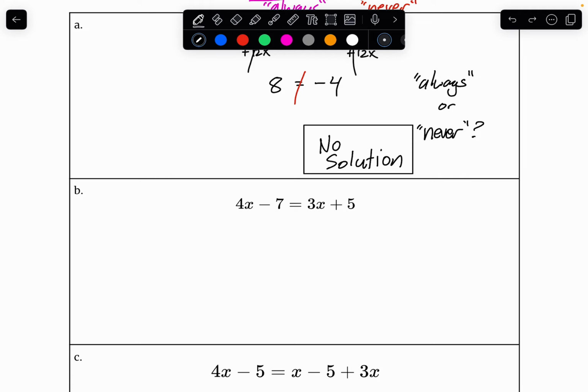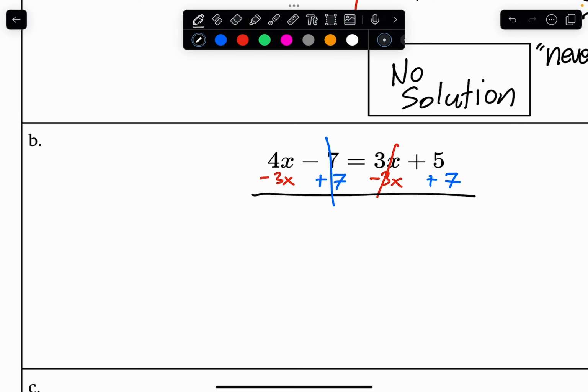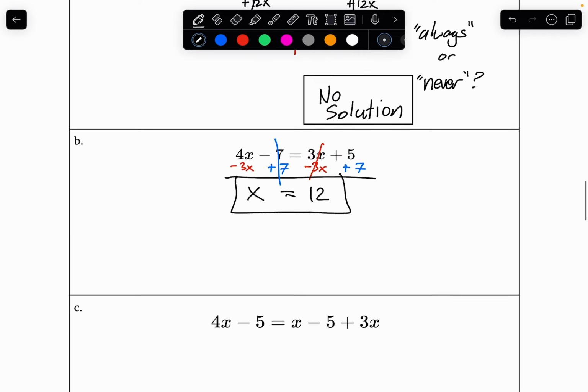Okay, the second one here, I believe this one might have one solution. Let's double check here. I'm going to get this x on the left side. I'm going to subtract 3x. I'm going to do the same thing over here with the numbers. I'm going to move the numbers to the right side at the same time. It's just a little bit of a life hack. Get things on opposite sides. We're going to get 4x minus 3x is just x. 5 plus 7 is 12. That means there is one solution, which is 12.